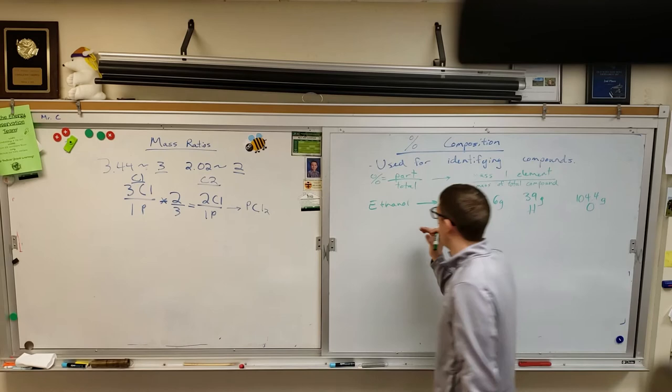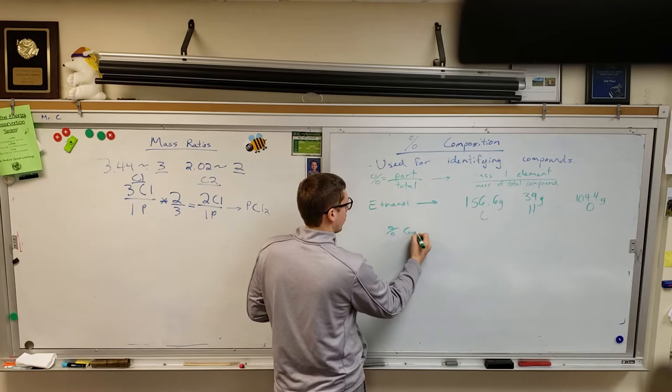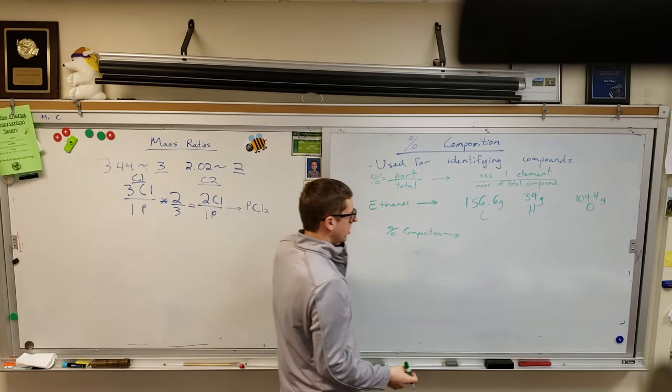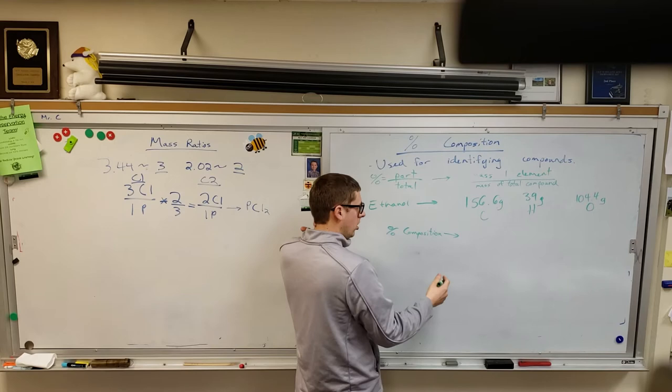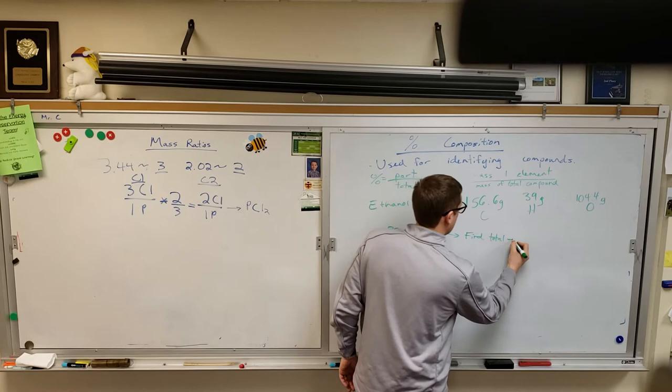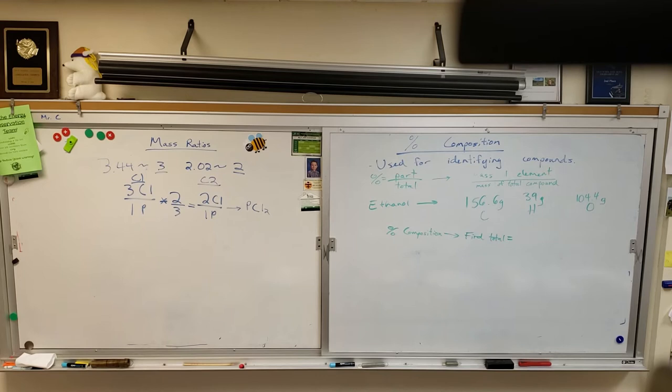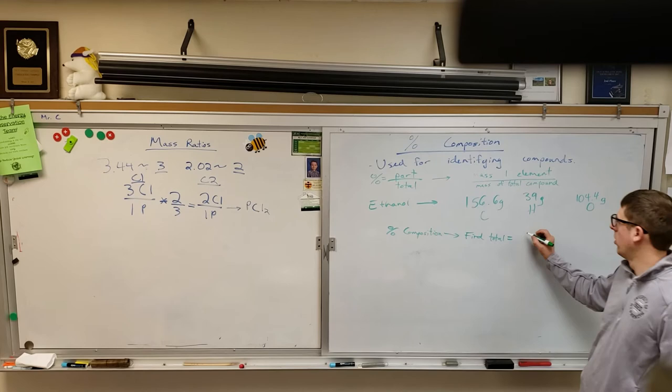Now, some of you are getting pretty good at this, but if I wanted to know ethanol, what the percent composition was, you have to identify each element, and you're going to take the part over the total. So you need to find the total first, but it's not given. What would I do in order to figure out the total mass? Add them all together, right? So we get 156.6 plus 39 plus 104.4. That's what I wanted it to total up to. 300 grams is the total.